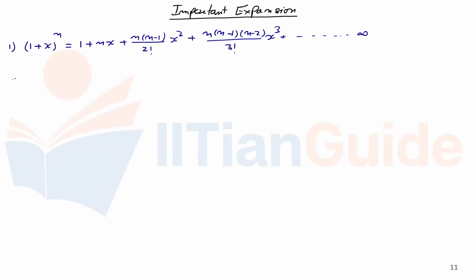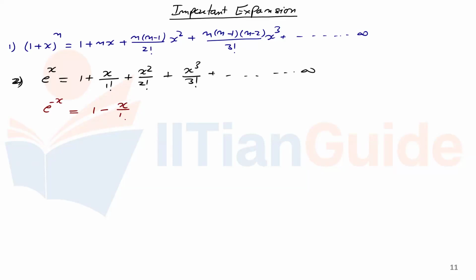Similarly, we have the expansion for the logarithmic series and the exponential series. I'm just writing the expansion for e to the power x. That is 1 plus x divided by 1 factorial plus x squared upon 2 factorial plus x cubed divided by 3 factorial and so on. It will go up to infinity. In place of x, suppose we have minus x, then e to the power minus x is 1 minus x upon 1 factorial plus x squared upon 2 factorial minus x cubed upon 3 factorial, and so on up to infinity.